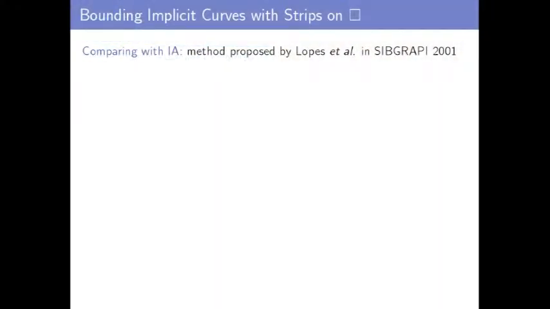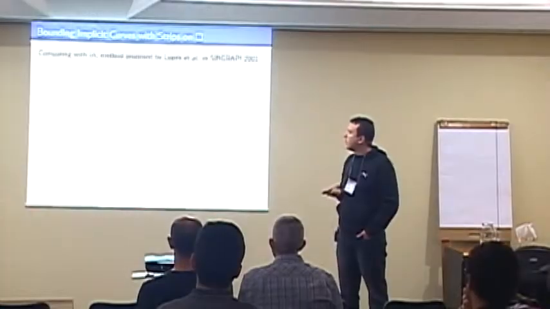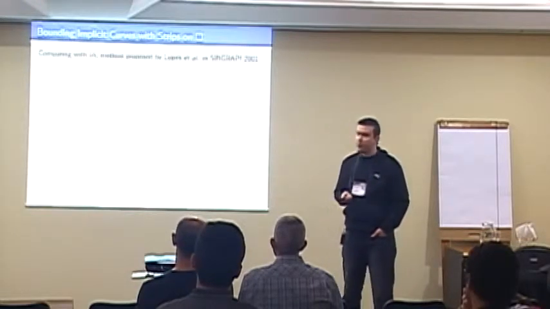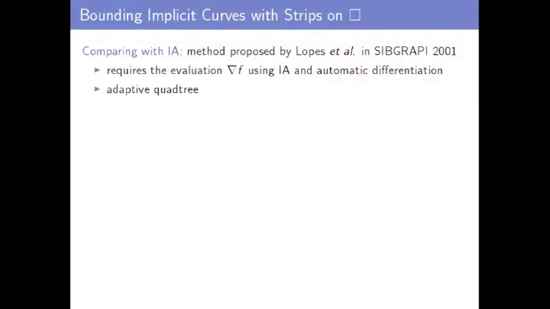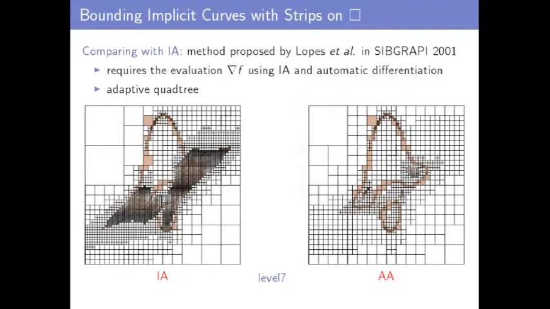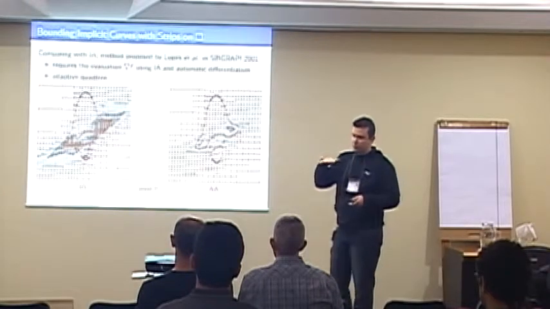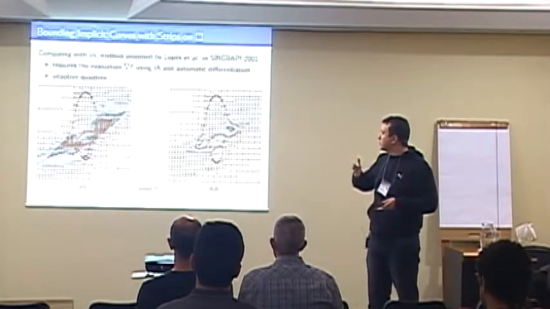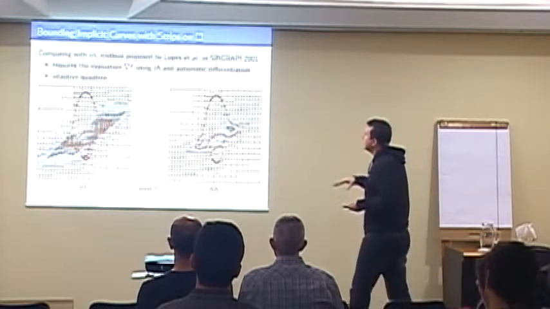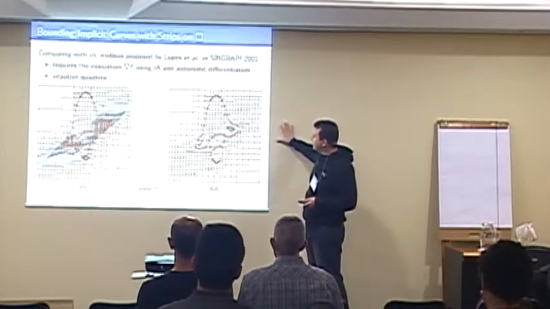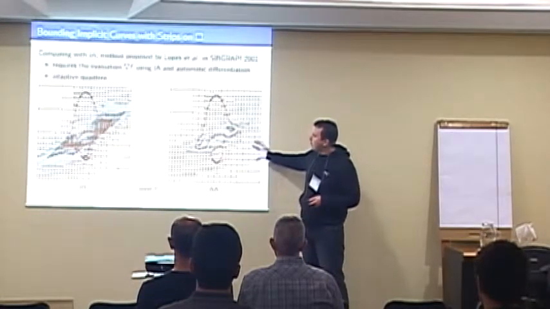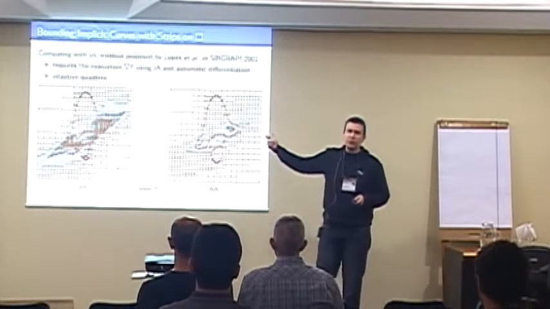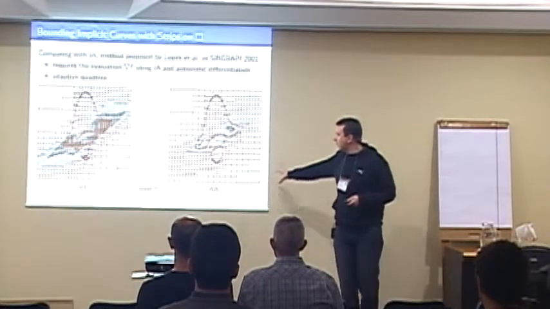Now we compare our approach with the interval arithmetic-based method proposed by Hélio Lopes et al. in Sibgrapi 2001, okay? The Lopes approach uses adaptive quantity to subdivide the space. You can see in this image, the right side is ours and the left side is the Lopes approach. You have many more cells to explore using interval arithmetic than affine arithmetic.